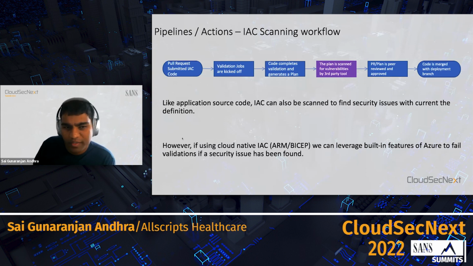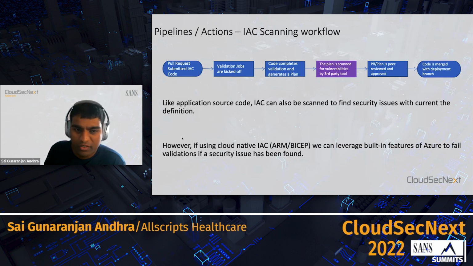The workflow looks very similar to the previous slide, but with just one additional step, wherein IAC code scanning. This step consumes the state file and generates a report with all the issues in the code. Based on the tool that you're using, you'll be able to set thresholds and fail validation checks if a certain number of high issues have been reported. We also can categorize and prioritize the issues based on organizational requirements.